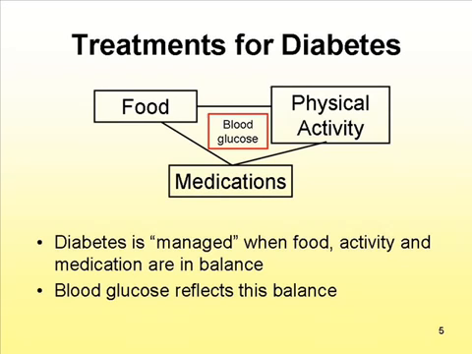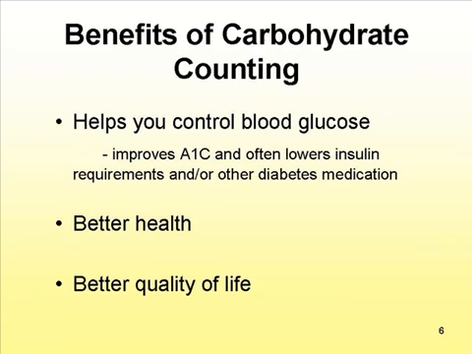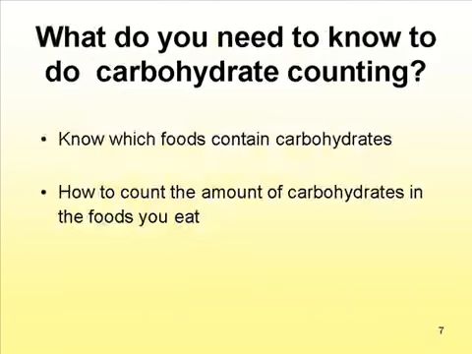Food, activity, and diabetes medication need to be in balance. Blood glucose reflects this balance. For today's presentation, I'm going to be focusing on the food part, carbohydrate counting. Carbohydrate counting will first help you control your blood glucose, and this will improve your A1C and often lowers insulin requirements. Carbohydrate counting will also help you have better health and a better quality of life. What do you need to know to do carbohydrate counting? You need to know which foods contain carbohydrates and how to count the amount of carbohydrates in the foods you eat.